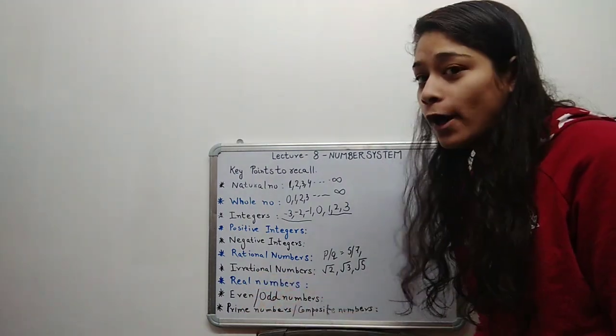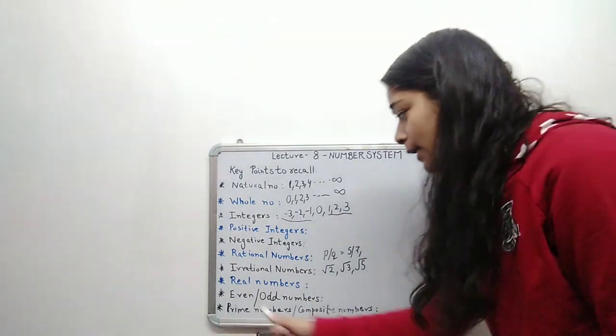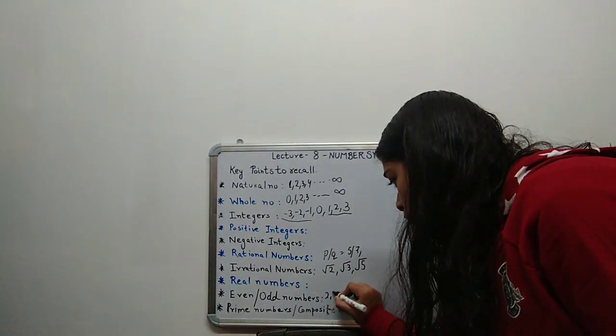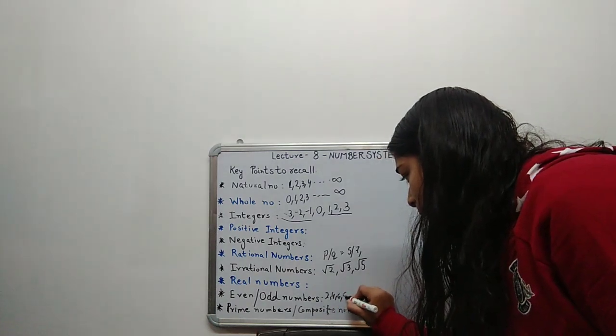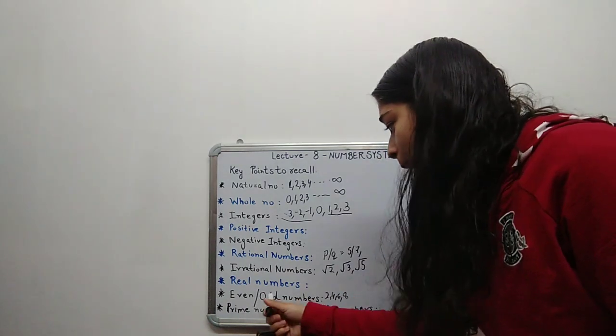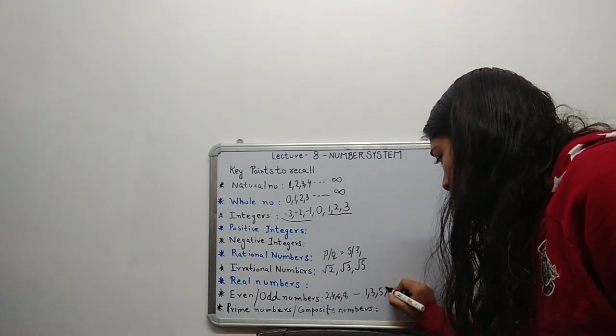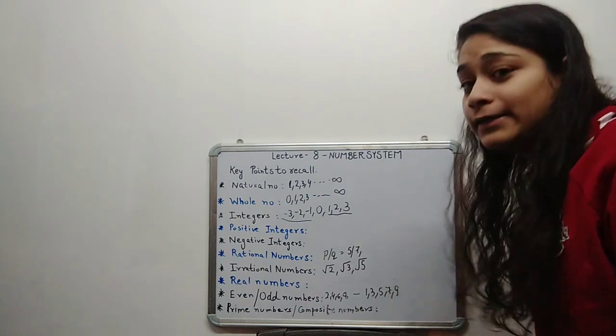What are even and odd numbers? You all are familiar with this. Even numbers are those which are multiples of 2, that is 2, 4, 6, 8. And odd numbers are 1, 3, 5, 7, 9, etc.